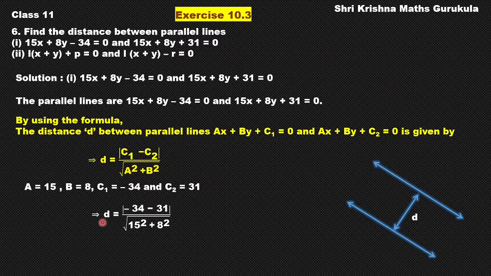Let's do it now. D is equal to modulus of c1 minus c2, which will be minus 34 minus 31 whole divided by square root of a square. A is 15, so 15 square plus b is 8, which is 8 square. So on simplification, we get the distance to be d is equal to modulus of minus 65 divided by square root of 225 plus 64.